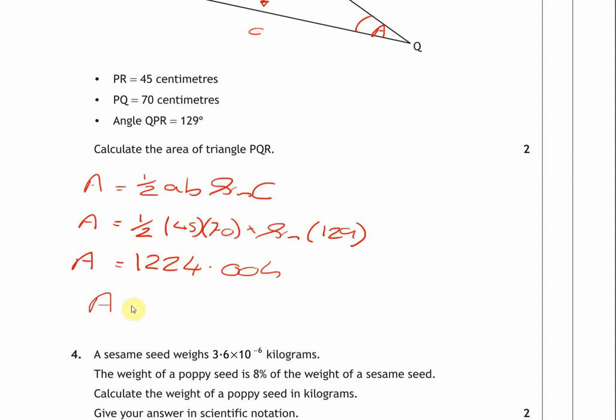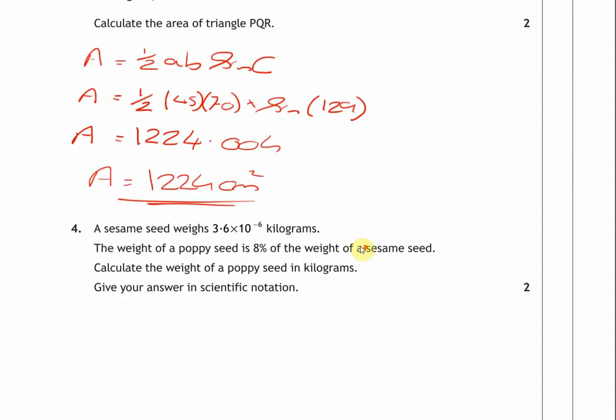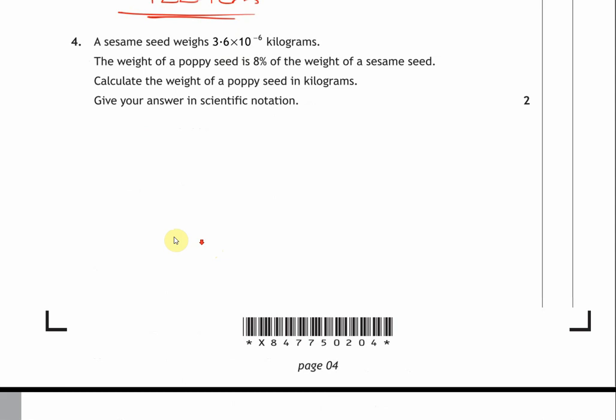So we would say that the area is 1224 centimetres squared. You must remember the units. The way that we can see where these units come from is that the 45 brings with it centimetres, and when we multiply it by the other centimetres, we get centimetres squared. So that's how you would solve that problem there.